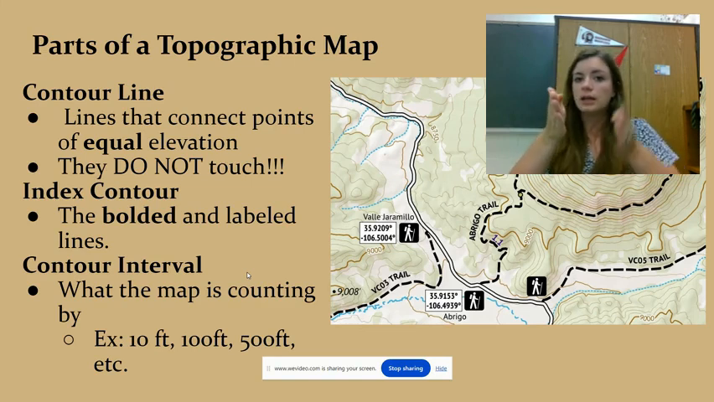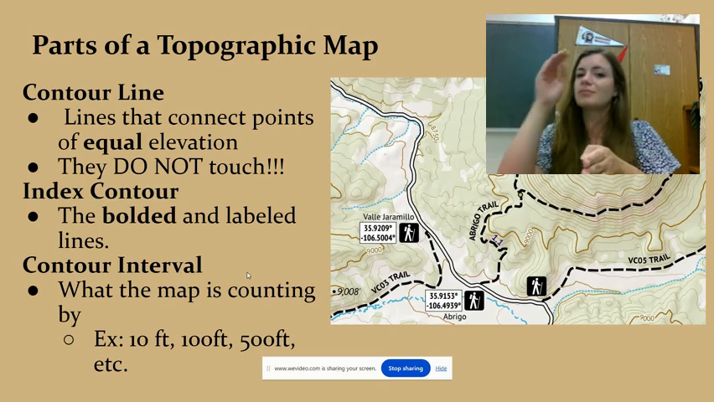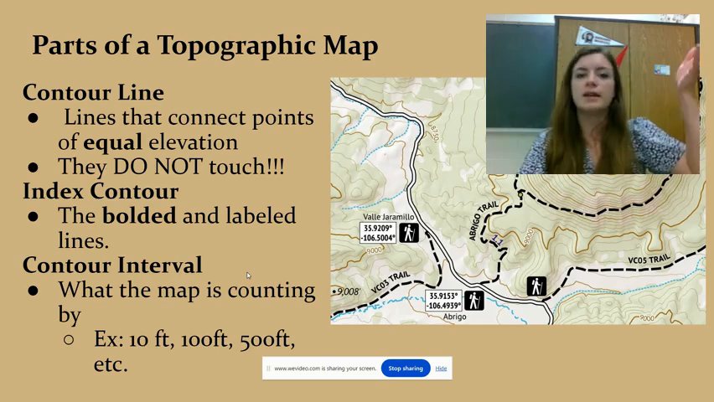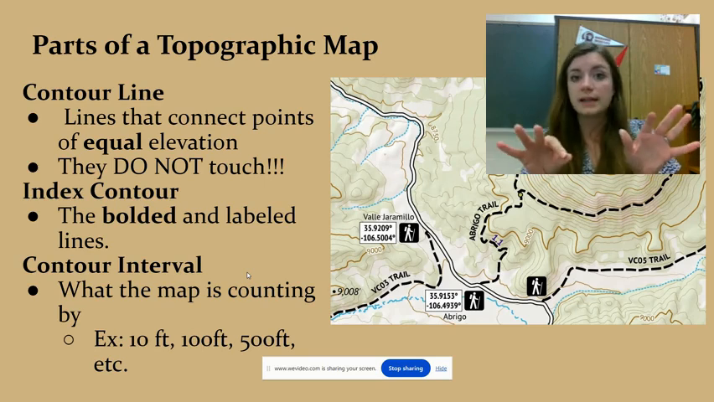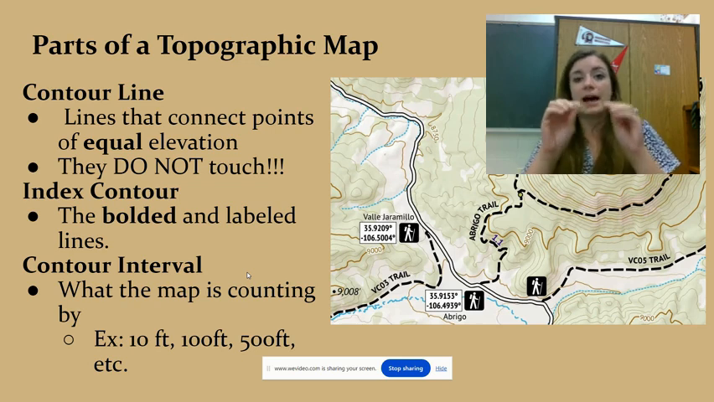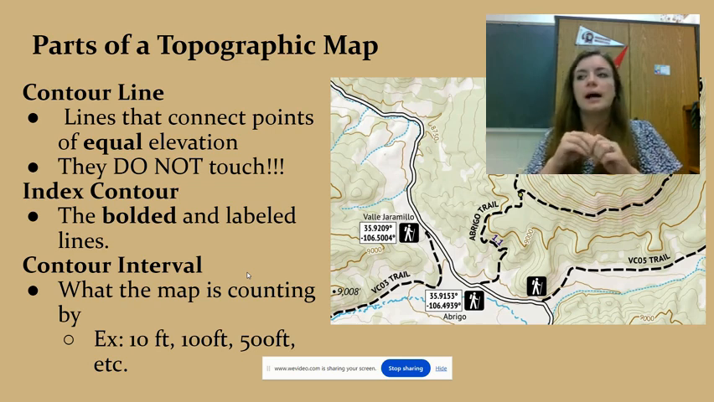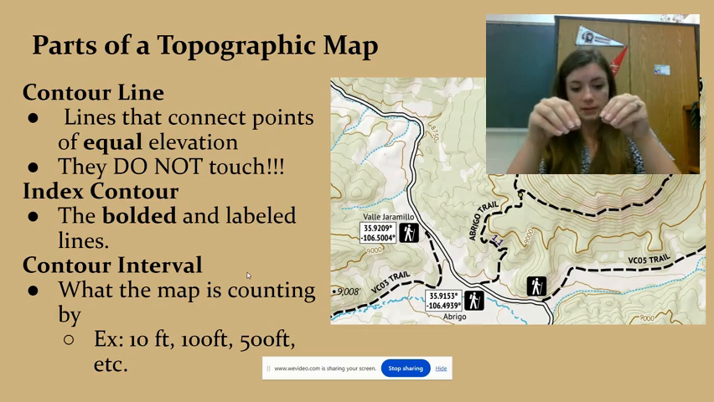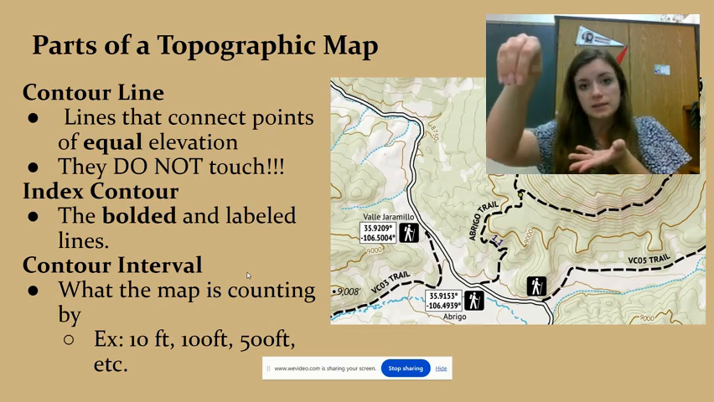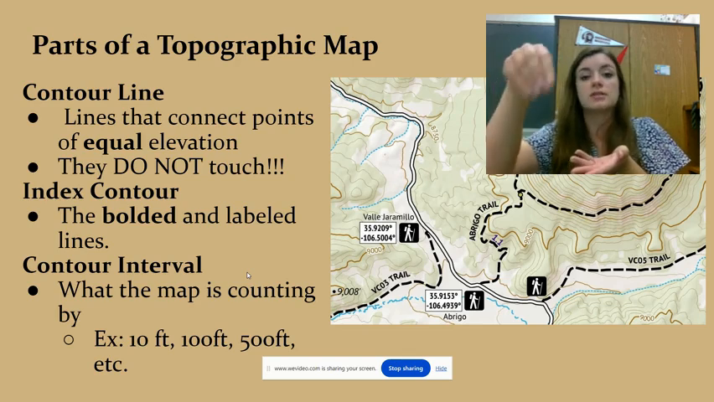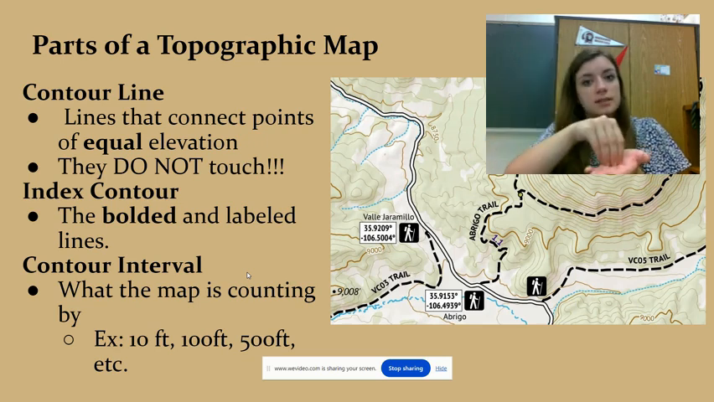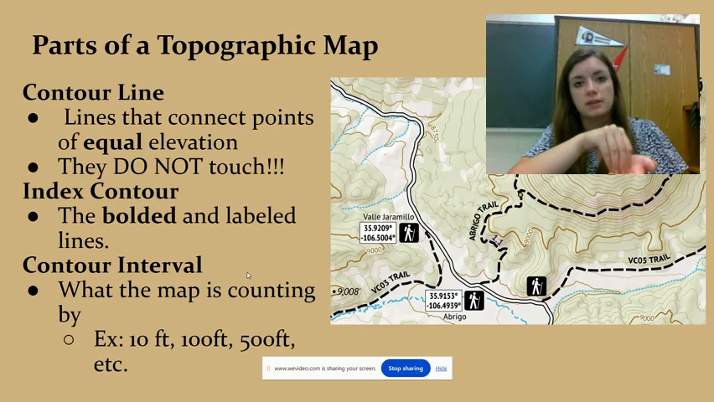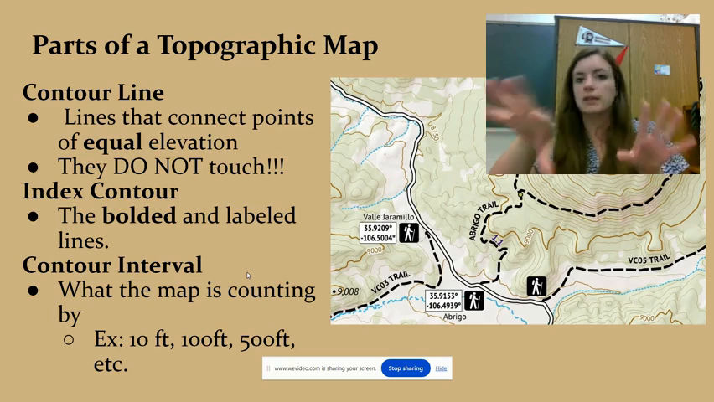I might have a 10-foot line, and then I might have another line that's equal to 20 feet, and then another worth 30, 40, and then 50, and so on. So each line has its own value, and wherever that line touches represents land that has that exact elevation. If land is not touching that line, then its elevation does not equal that of the contour line. If that land is touching the line, then they do have the same elevation. But if it's off of it, it's not equal to it.